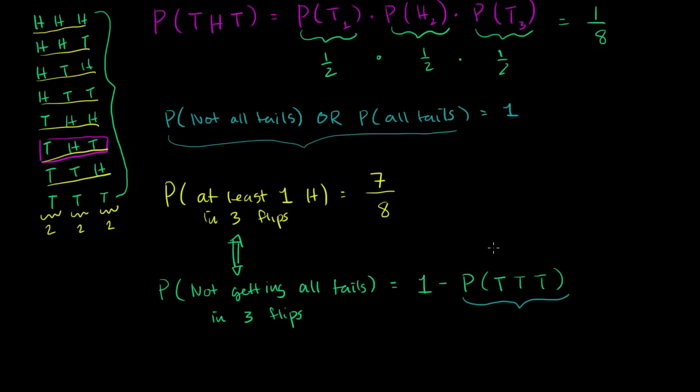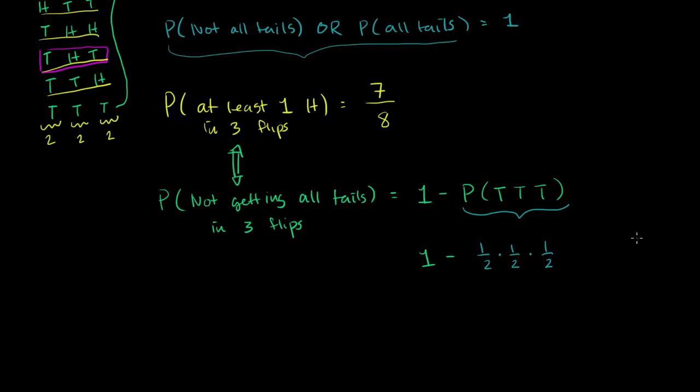That's the probability of, it's going to be 1/2, because you have a 1/2 chance of getting a tails on the first flip, times, let me write it here so it becomes a little clearer. So this is going to be 1 minus the probability of getting all tails. You have a 1/2 chance of getting tails on the first flip, and then you're going to have to get another tails on the second flip, and then you're going to have to get another tails on the third flip. And then 1/2 times 1/2 times 1/2 is going to be 1/8. And then 1 minus 1/8, or 8/8 minus 1/8, is going to be equal to 7/8.